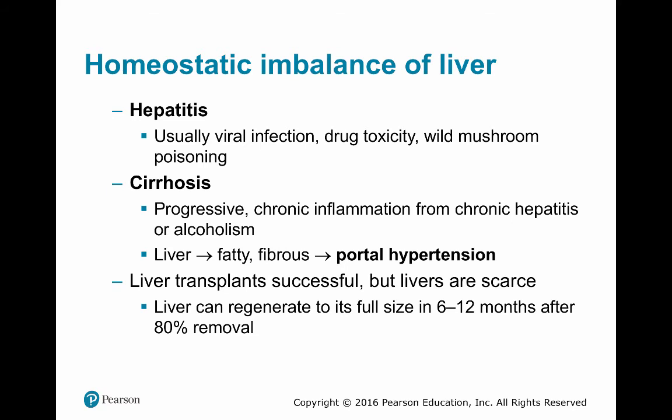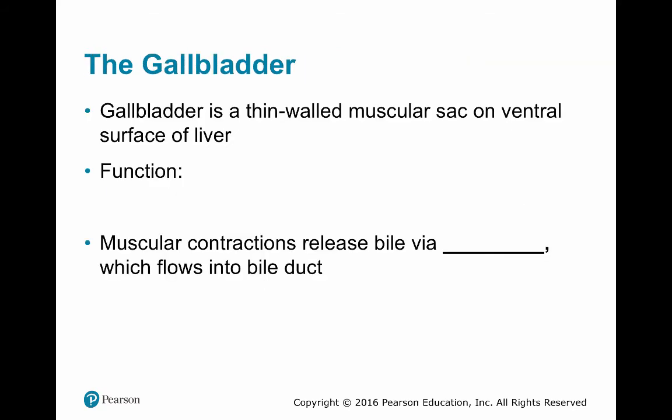And so basically the liver isn't able to detoxify your body the way it should. A lot of times liver transplants are successful, but the problem is livers are scarce. The liver can regenerate to its full size in 6 to 12 months after 80% of it is removed, but you have to have some of it left, and that part needs to be somewhat healthy. So it can cause a bit of a problem.